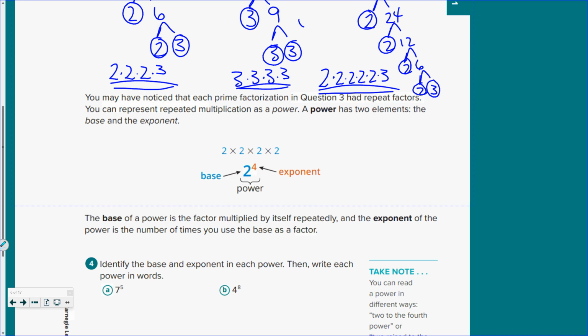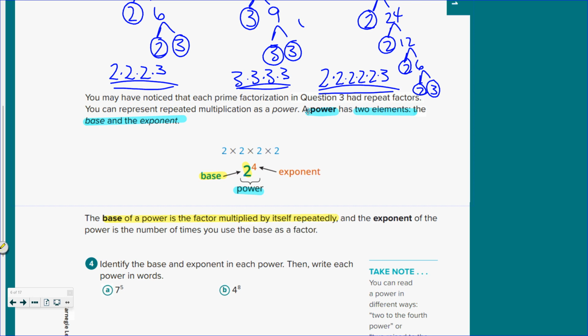The first one is the term power. The term power means it has 2 elements. We have a base and an exponent. So normally you guys think of this entire thing as an exponent. It's not. It's actually a power. The base of the power is the factor multiplied by itself repeatedly. So in this case, our base is the 2.